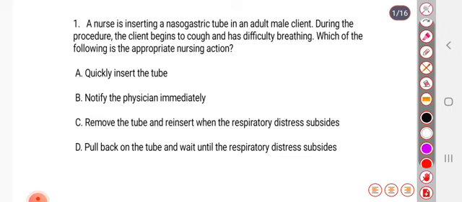Right answer is D. Pull back on the tube and wait until the respiratory distress subsides.